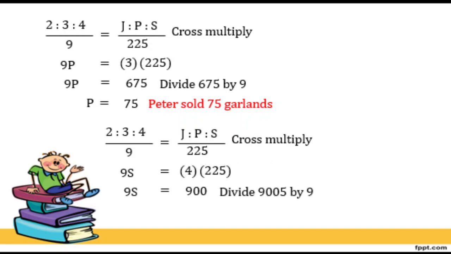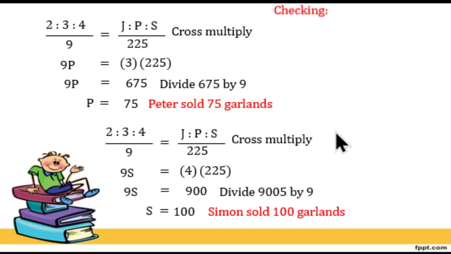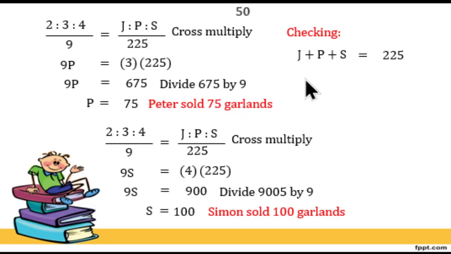So 900 divided by 9 is equal to 100. Therefore, Simon sold 100 garlands. Now, if you add J, P, and S, that is equal to 225. Okay? So to check again, J plus P plus S is equal to 225, and J stands for 50, P for 75, and S, for Simon, is 100.